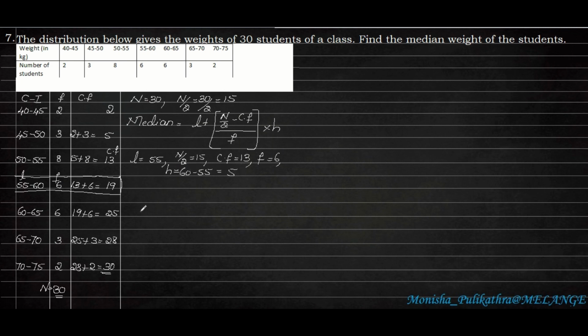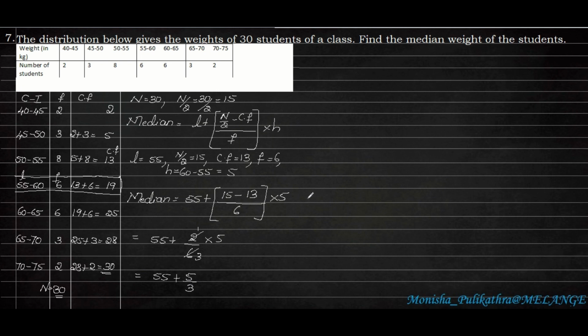Next we have to substitute all these numerical values into the formula. That is, median is equal to L is 55 plus n by 2, n by 2 is 15, minus CF is 13, whole divided by F is 6, into H is 5. Next, 55 plus 15 minus 13 is 2, divided by 6, into 5. Here 2 ones are 2, 3 6s are 18. So remaining is 55 plus 5 by 3.